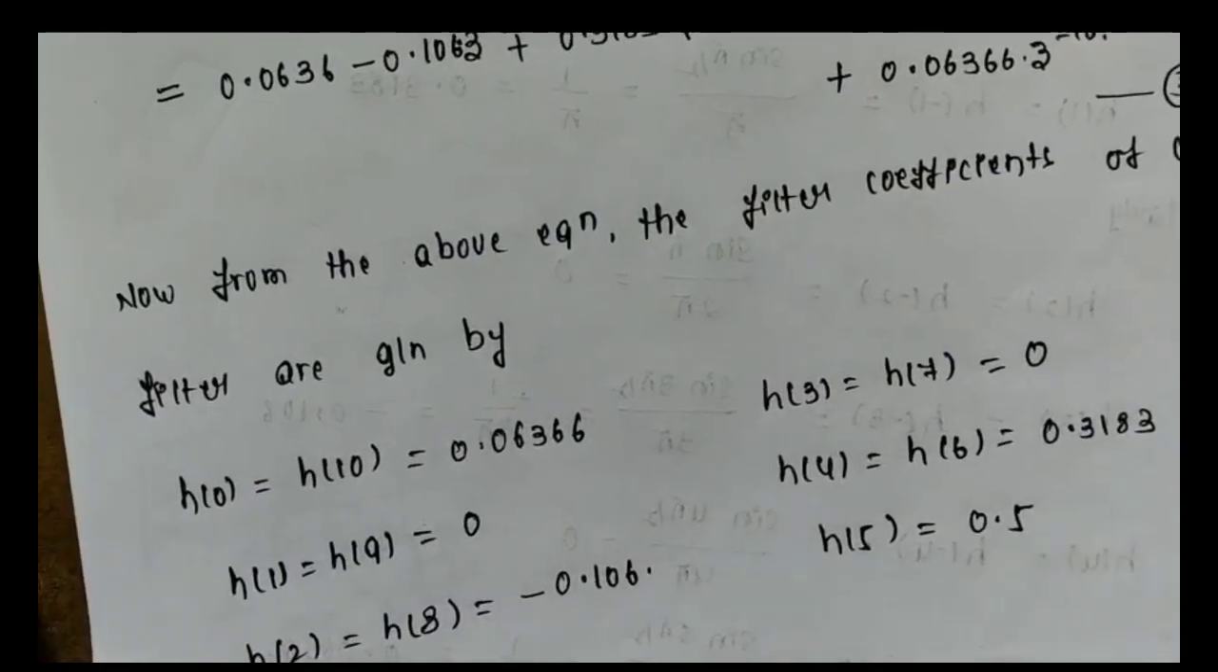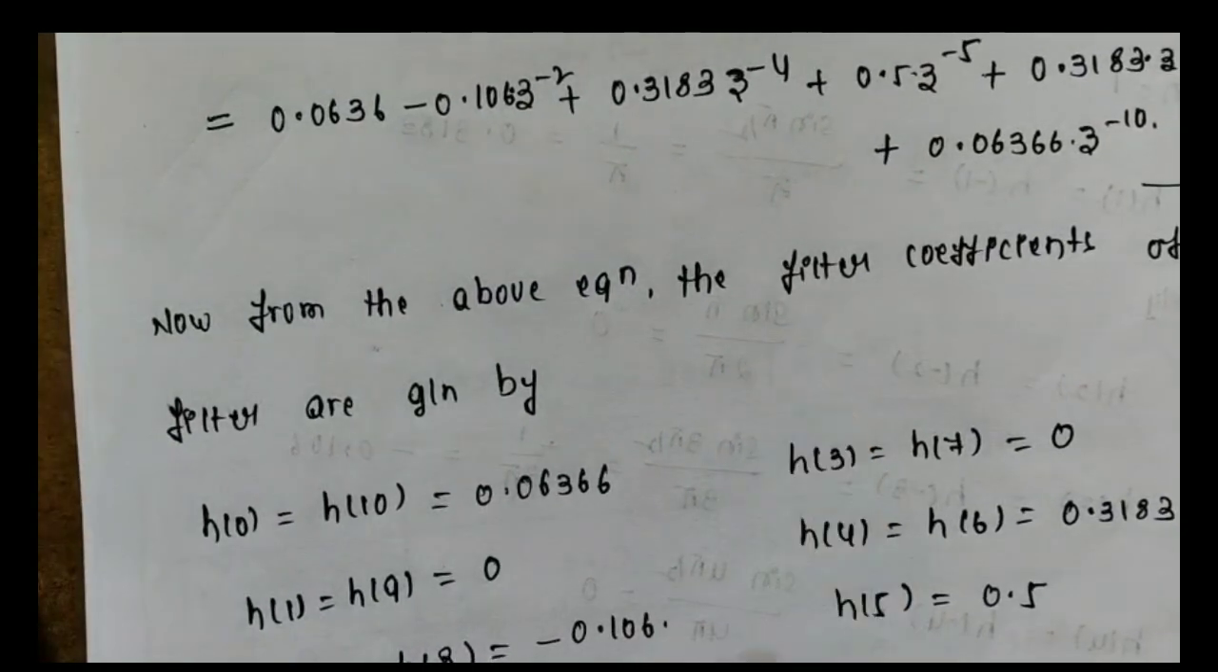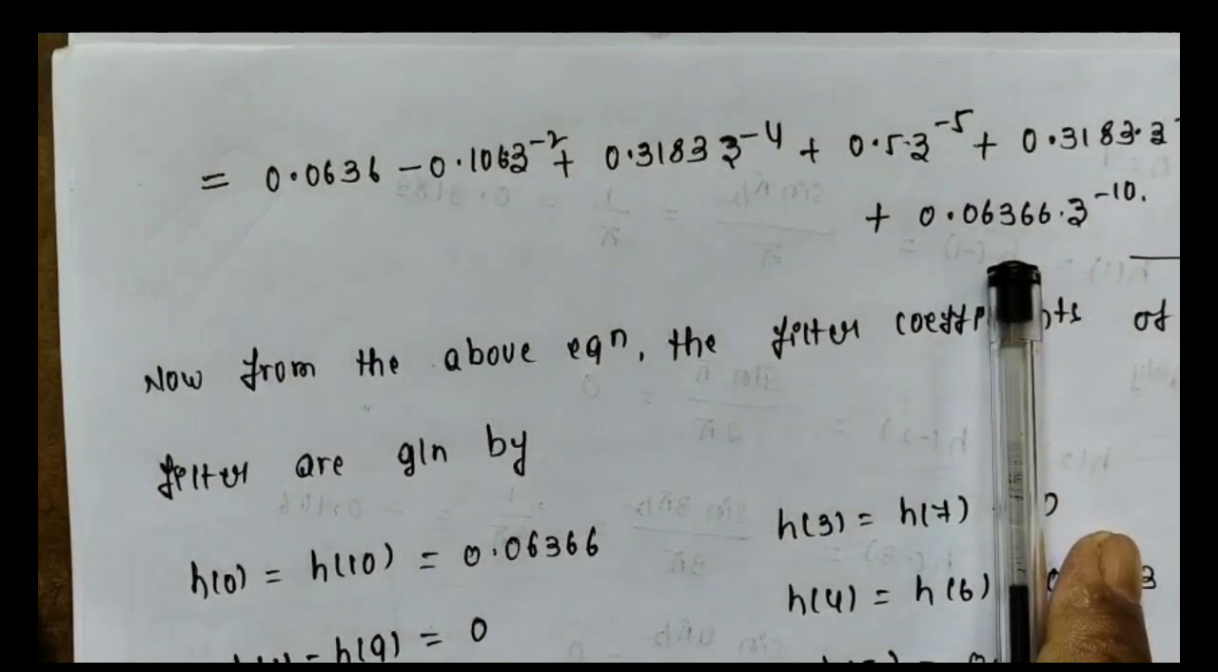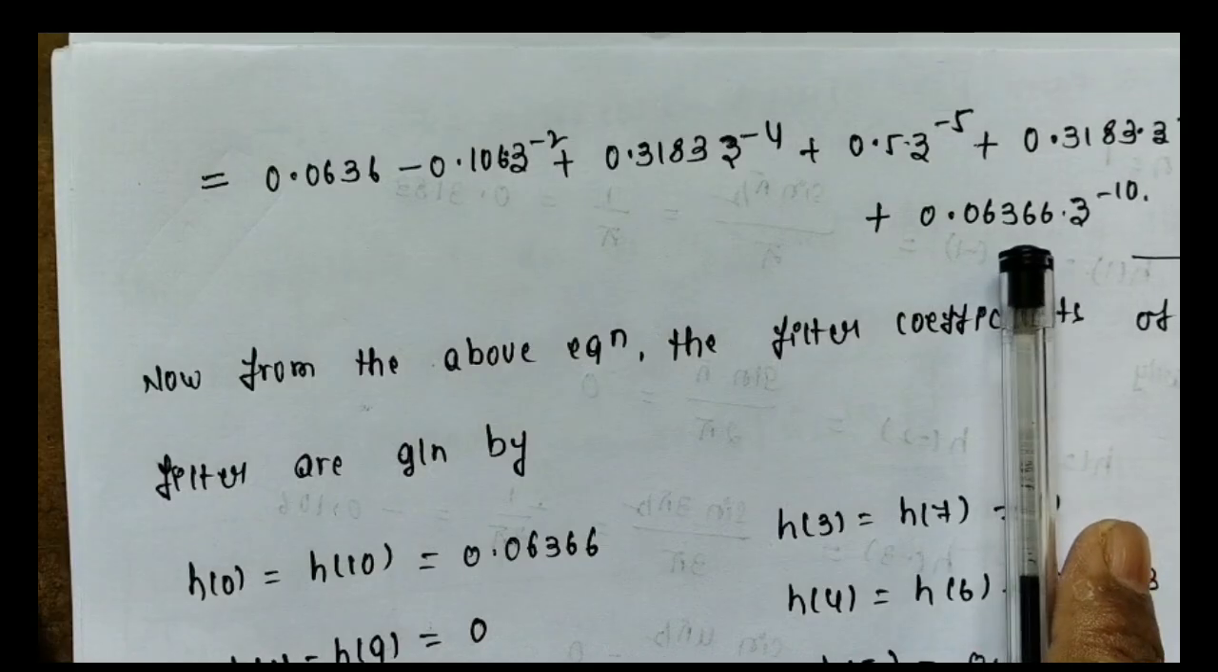In the question, if they are asking you to simply find out the h of z, till here it is sufficient. We have found out the filter coefficients. We have found out the transfer function of the filter. Next, the realizable transfer function of the filter we have also found out.